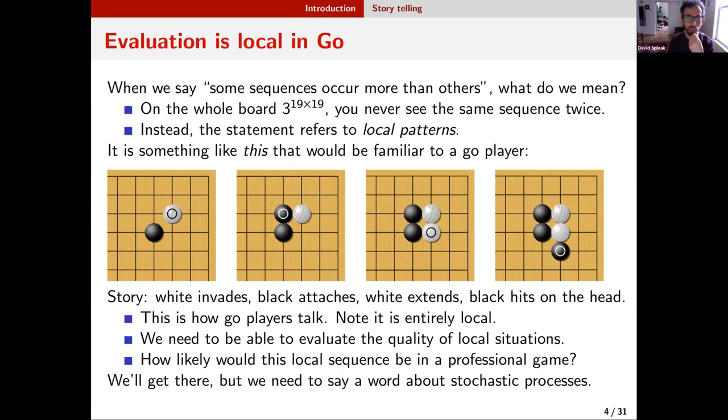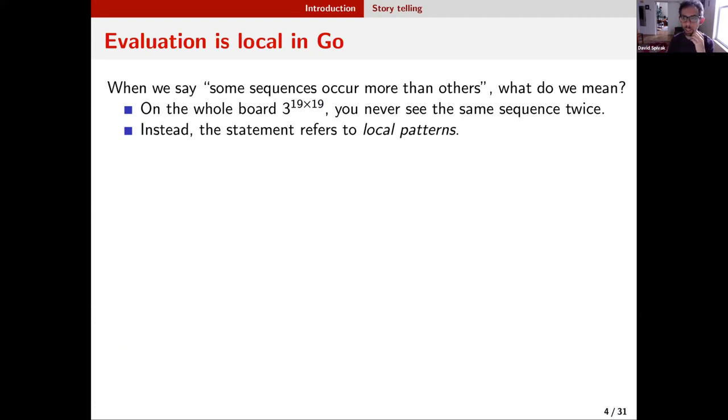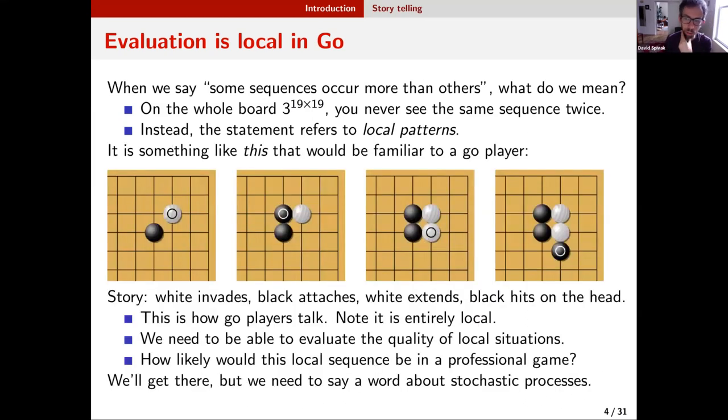Anyway, so what do we mean? On this whole board, you never see the same sequence twice. So when someone says that some things are more common than others, they're talking about local patterns. And here's a local pattern that you might see. So on the left frame there, white has just jumped into black's territory. That's how it feels when you're playing Go. And black says, well, you're not moving to the left. And moreover, I'm attaching to you. So this doesn't feel very good. And white says, well, I'm feeling okay. I'll move forward and extend a little bit. And then black, they call it hit on the head, but it kind of blocks white from extending very well forward. And so this is a sequence that you might see in a Go game.